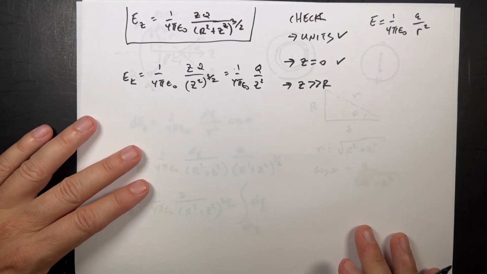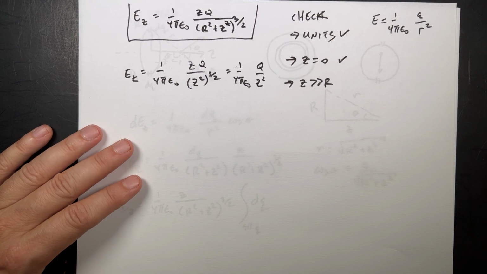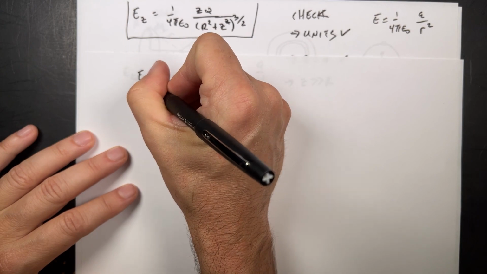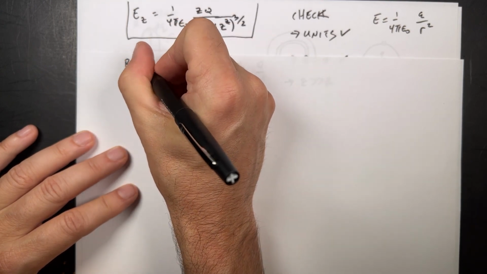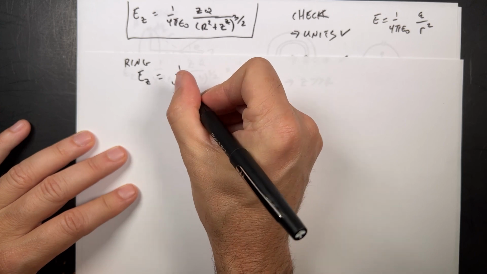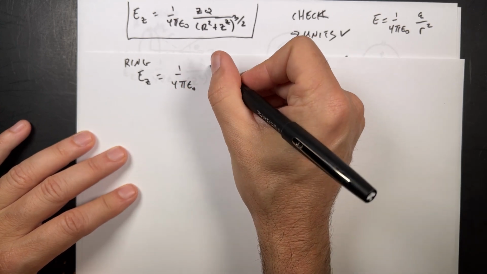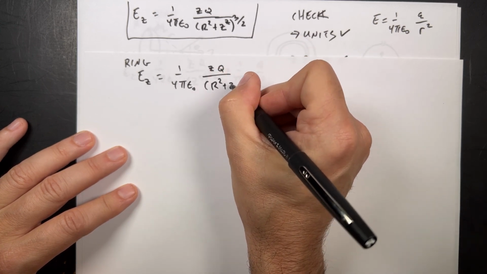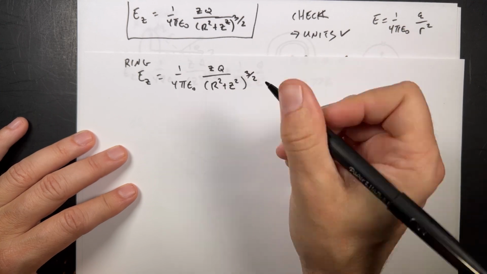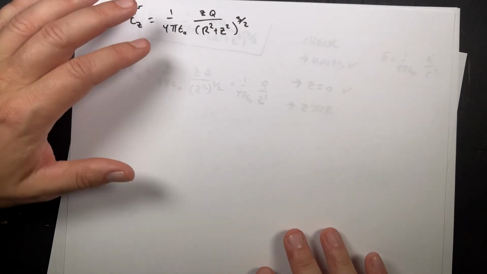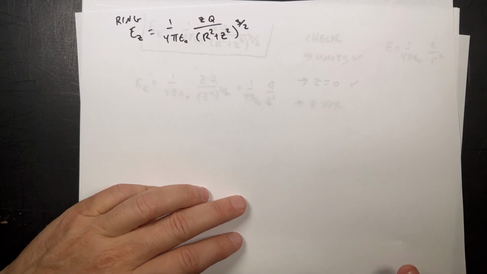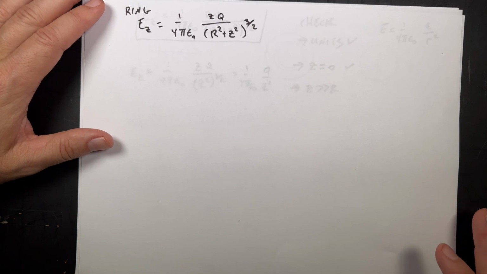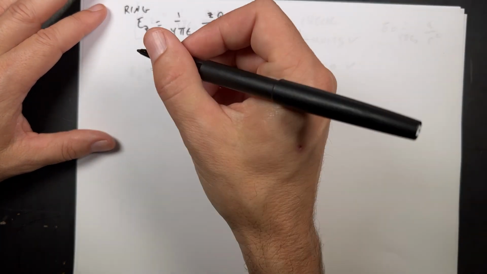Okay, so that's important right there. Now let me rewrite that because I'm going to get messy. E_z, and this is due to a ring, equals 1 over 4 pi epsilon naught, z Q over R squared plus z squared to the 3 halves. Remember, this is only on the z-axis. If you go off the z-axis, this does not work. We could find that, which is possible, but we're not going to. It's just more complicated.